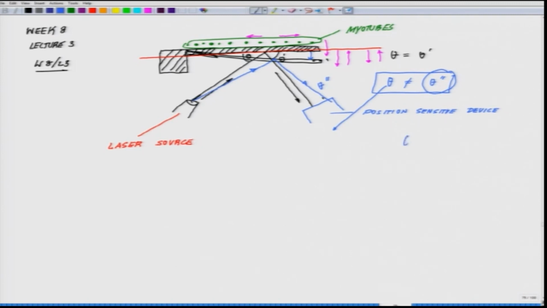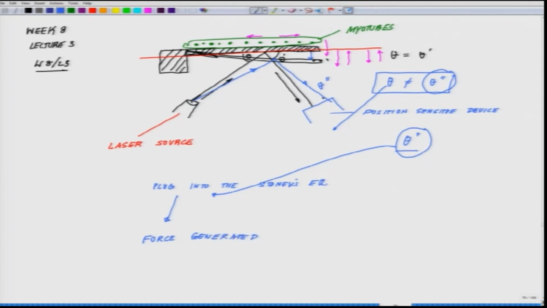So, this theta prime value is the value you have to plug into Stoney's equation, and this will give you the force generated by the myotube.